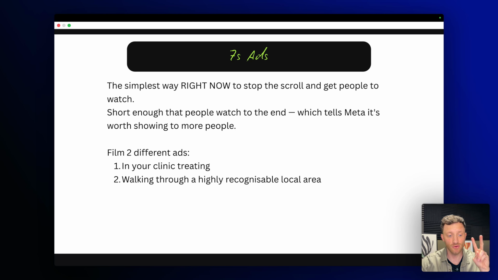The way in which we're going to do this, you're going to film this in 2 different locations. So one, in your clinic, treating. It may be you're treating someone, or you may just be sorting out the bench, or it could just be that you're talking with your receptionist. I'm going to show you a few different examples. And the second one that you can do is walking through a highly recognizable local area. Again, I'll show you an example, because we want to build that trust.